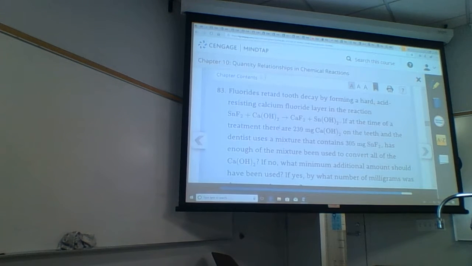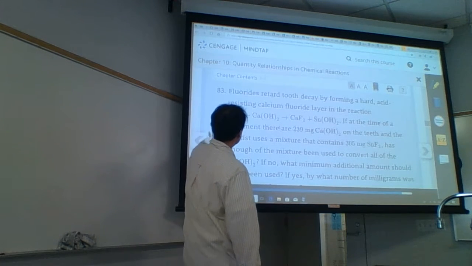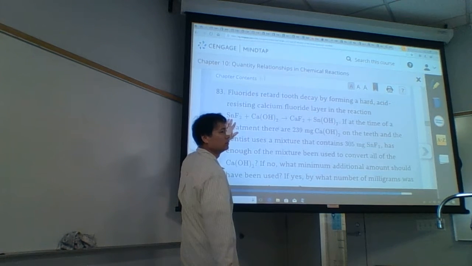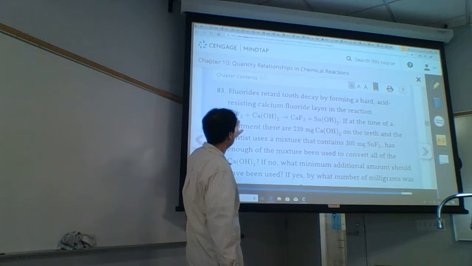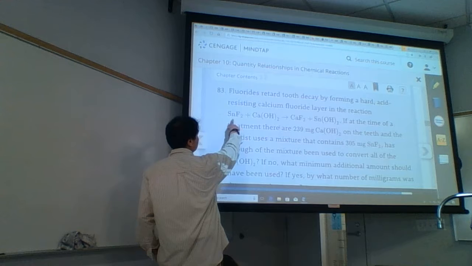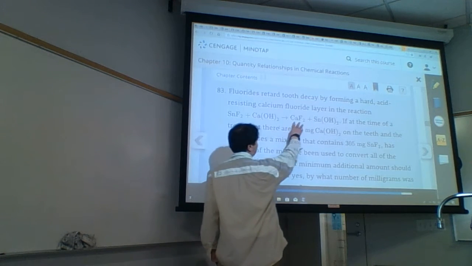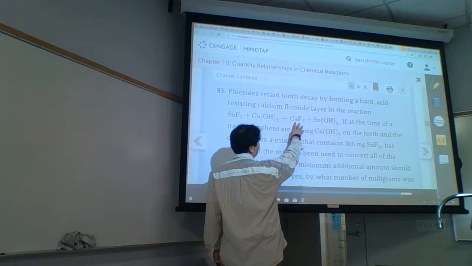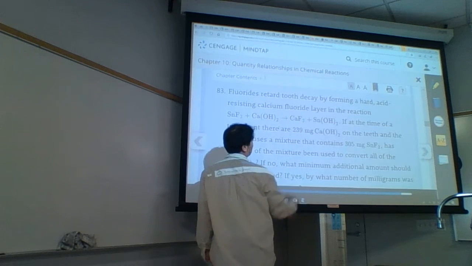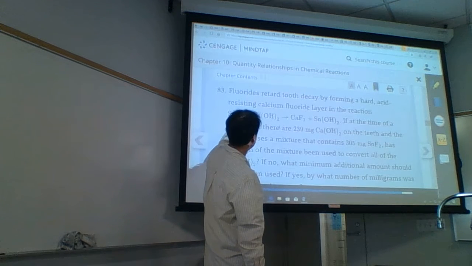Fluorides retard tooth decay by forming a hard, acid-resistant calcium fluoride layer in the reaction. I think, did we do this one too? No? Well, anyway, tin 2 fluoride, calcium hydroxide. This is what's in toothpaste. Tin 2 fluoride supplies the fluoride. Calcium fluoride is pretty insoluble. If it was calcium chloride or bromide or iodide, it'd be soluble. But calcium fluoride is insoluble, and it's a pretty hard, resistant layer.